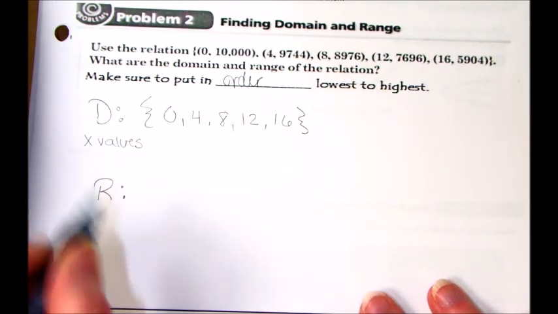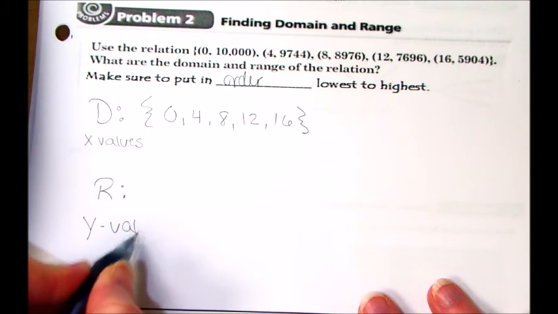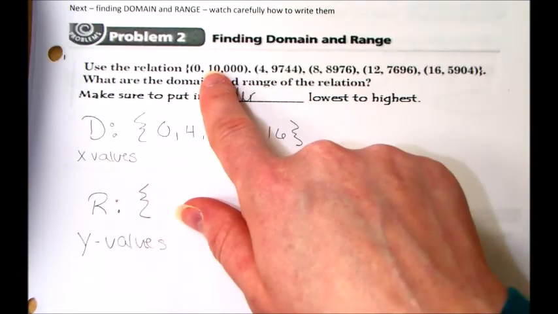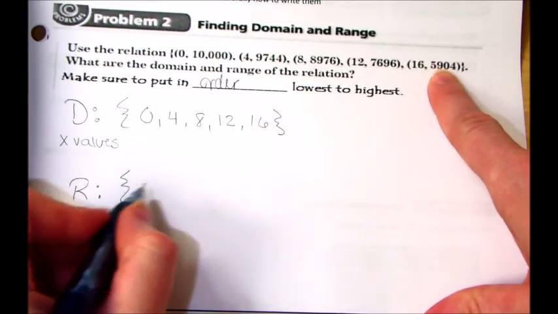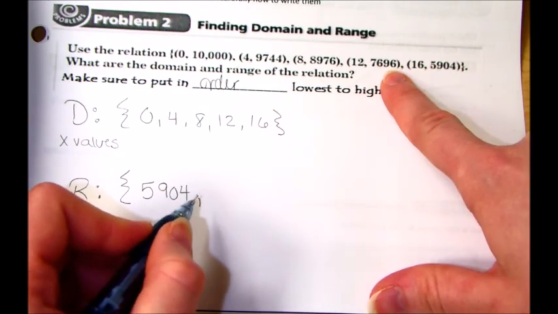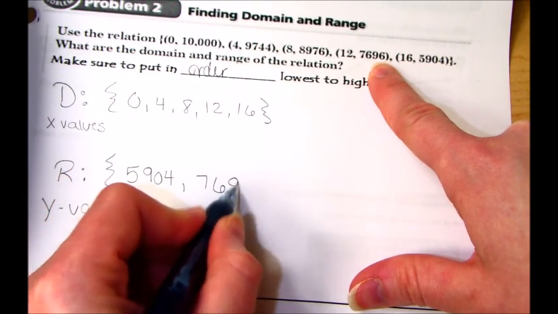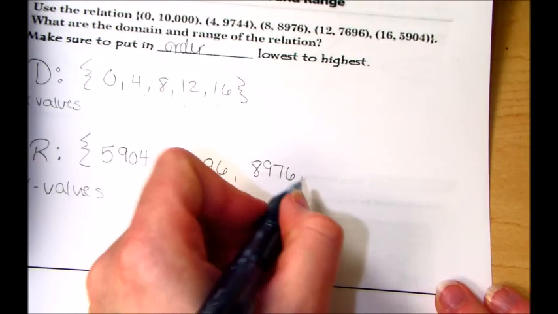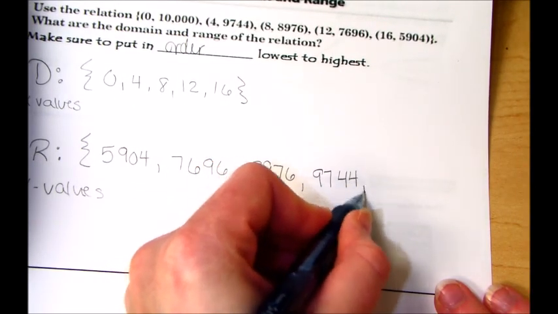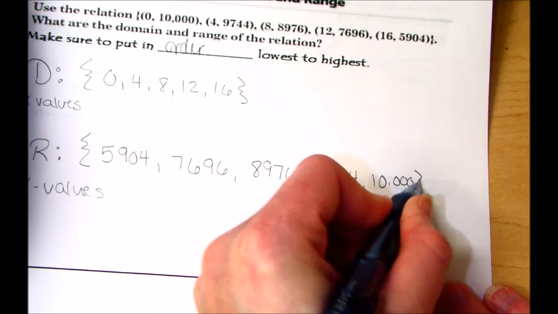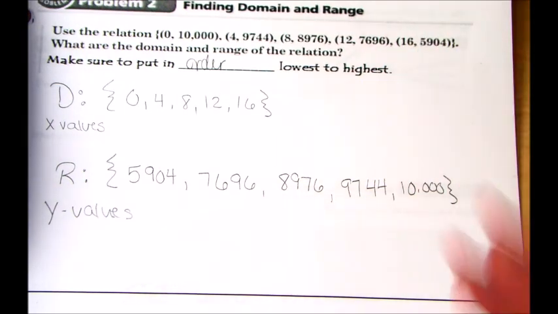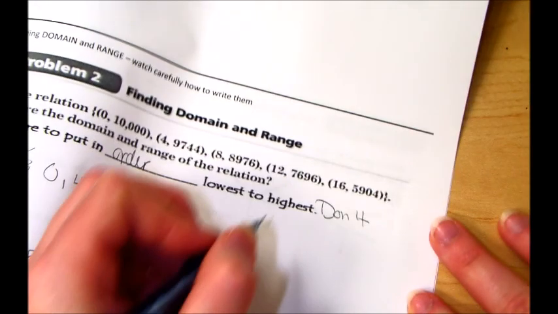Write a capital R. Remember the range are the y values. And now we're just going to put those ones in order. Use a brace. So the lowest one I see is 5,904. And then the next lowest is 7,696. And then 8,976. And 9,744. Notice we're putting them in order. And 10,000. Also, make a note to put them in order. Let's put another note up here. Don't repeat. So if a number happens twice, you don't put it in your domain and range twice.